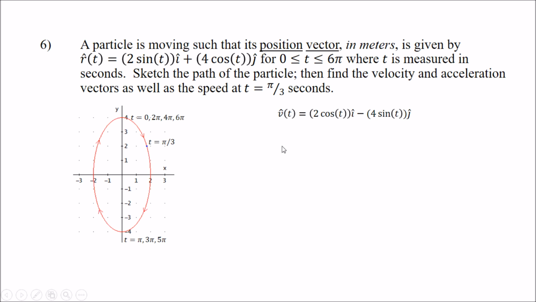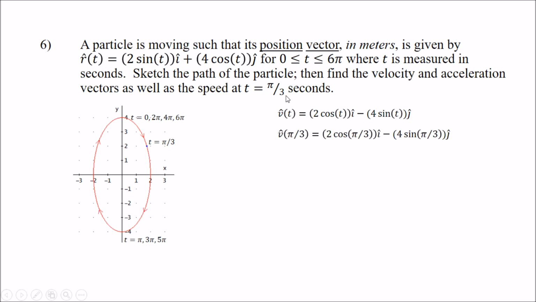In order to get the velocity, what I need to do is take the derivative of the position formula. So simply take the derivative of the horizontal component. 2 sine of t's derivative is 2 cosine of t. Leave the horizontal unit vector i attached to it. Then take the derivative of the vertical component. The derivative of 4 cosine t is negative 4 sine t. And again, leave the vertical component vector attached to it, vector j.